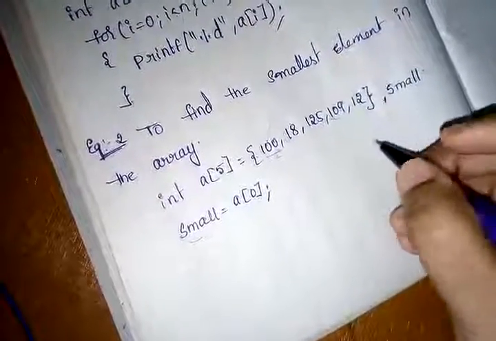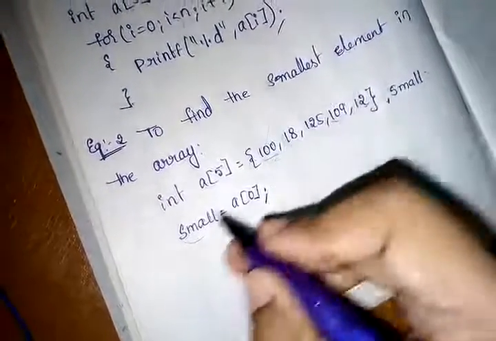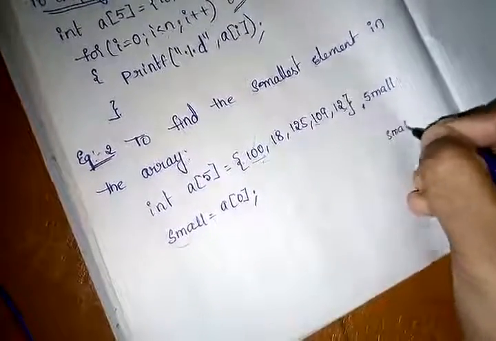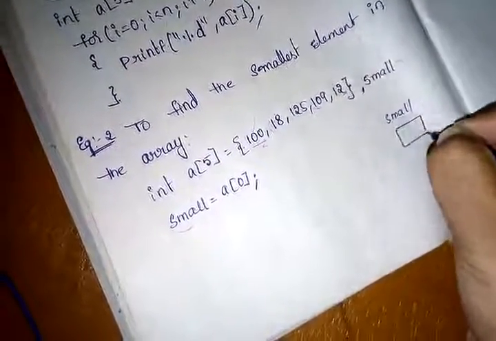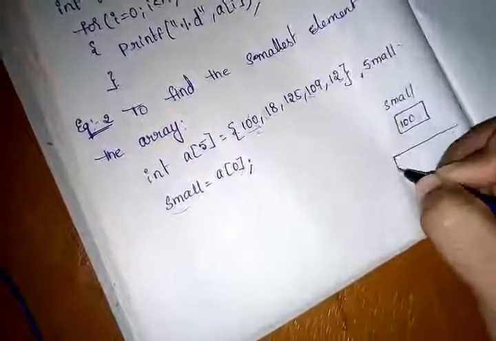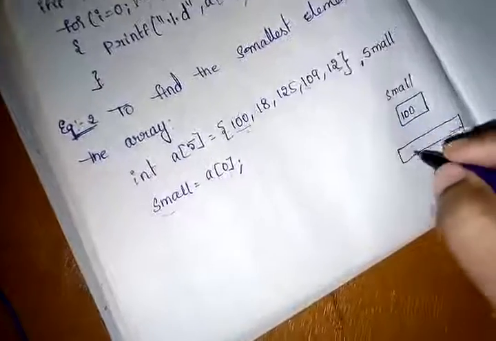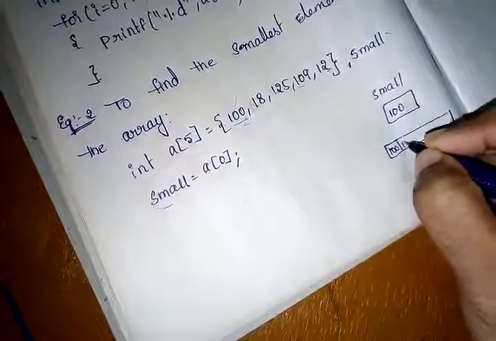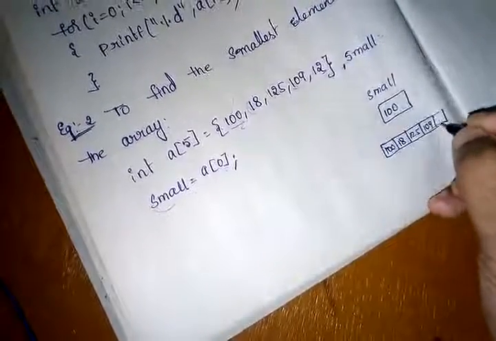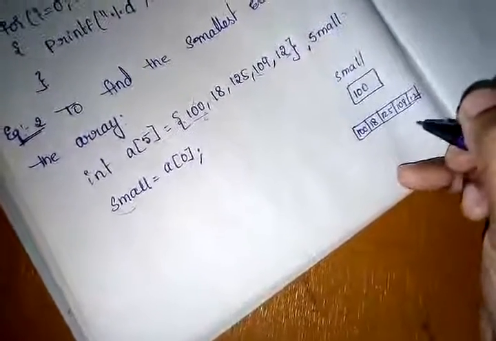Now we have an array, and small consists of, let us think this is the variable small, and we have stored 100 in it. And this is the array: 100, 18, 125, 109, and then 12.